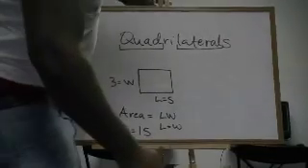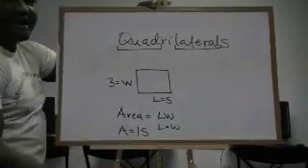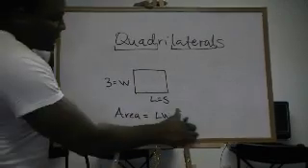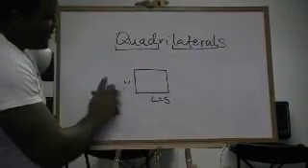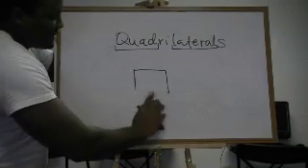Okay, so that's how you find the area of a rectangle. Now, let's look at some other quadrilaterals. The one that I like the most is a trapezoid.